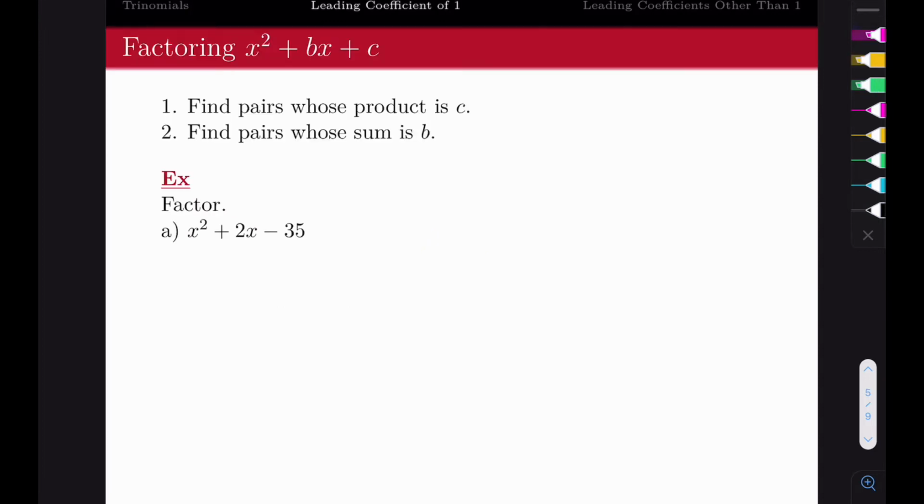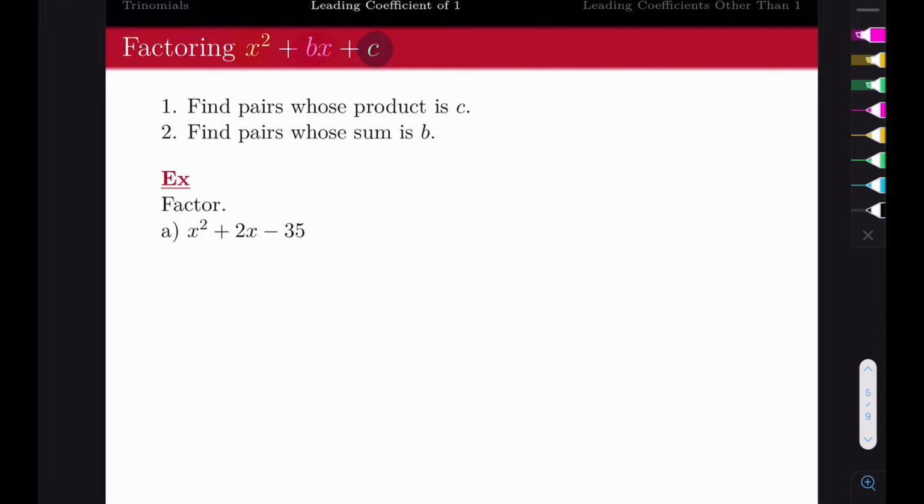So we're going to start by factoring something of the form x squared plus bx plus c. So this is our case when we have a leading coefficient of 1, so there's going to be just a single x squared. The way we're going to be able to guess and check, or if you want to see an algorithm, is to find pairs whose product is c, which is that last term, and whose sum will add up to that middle term.